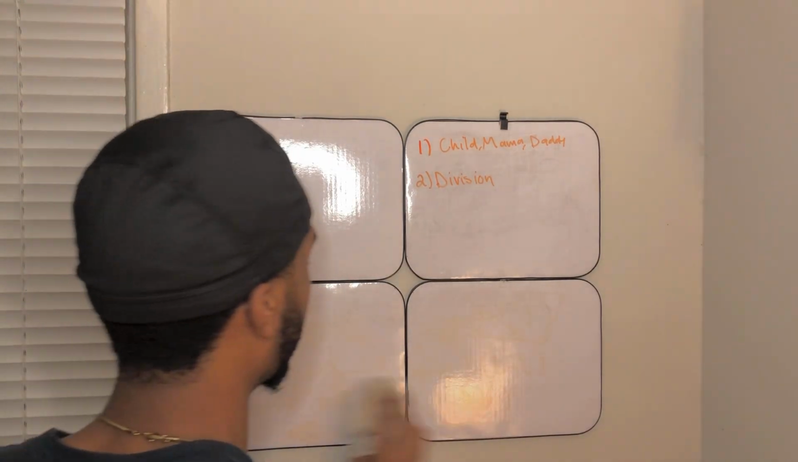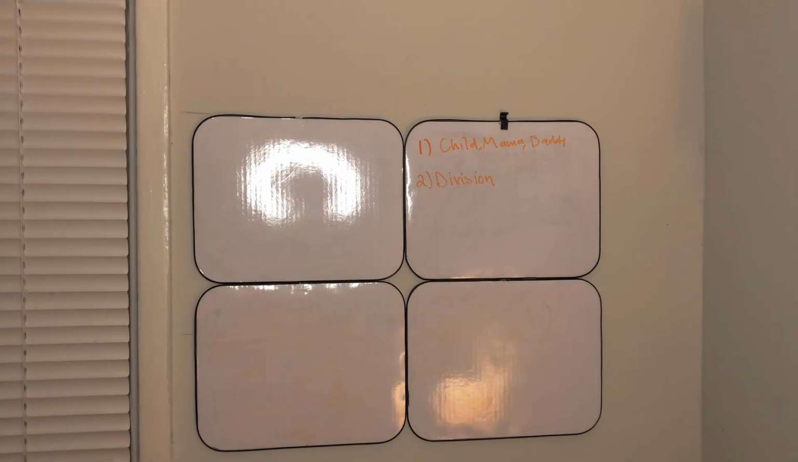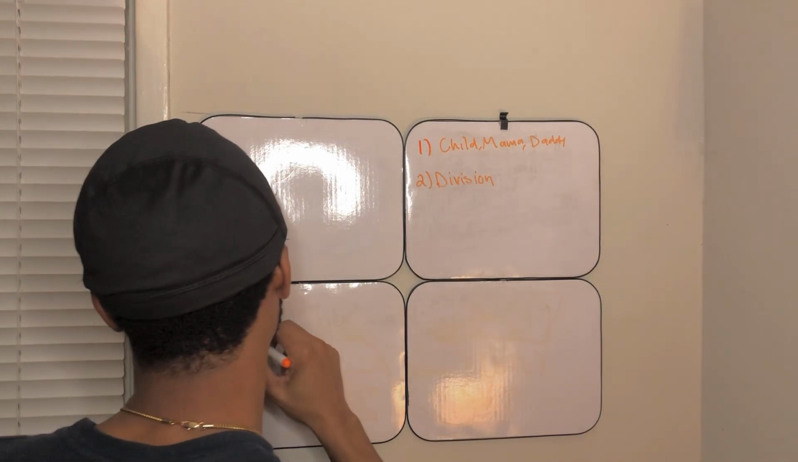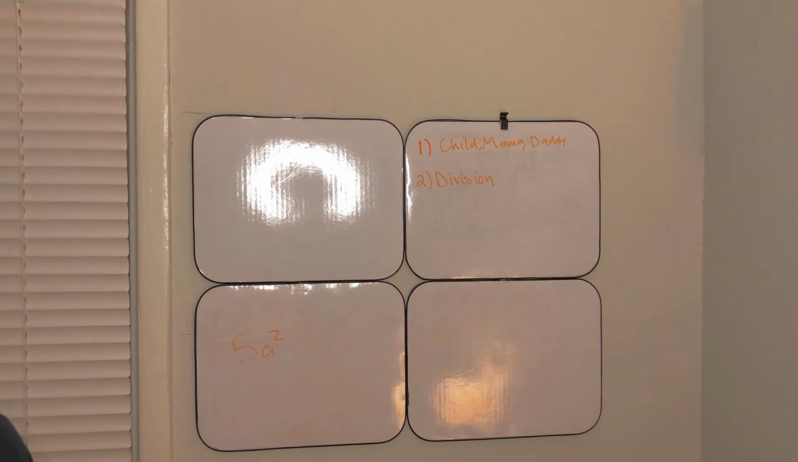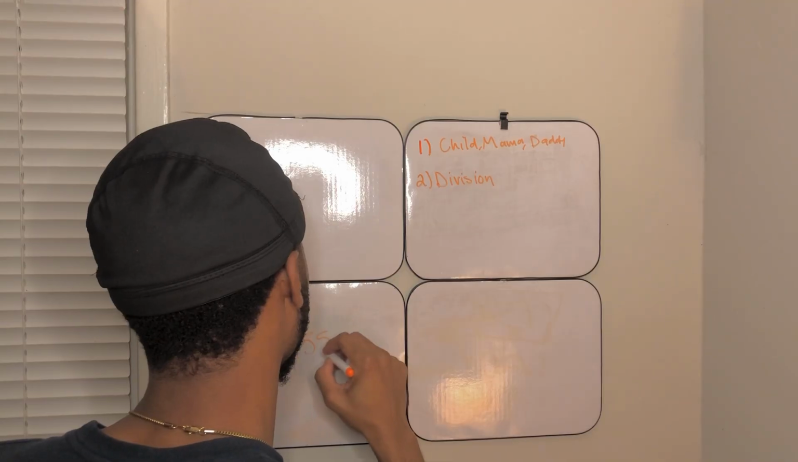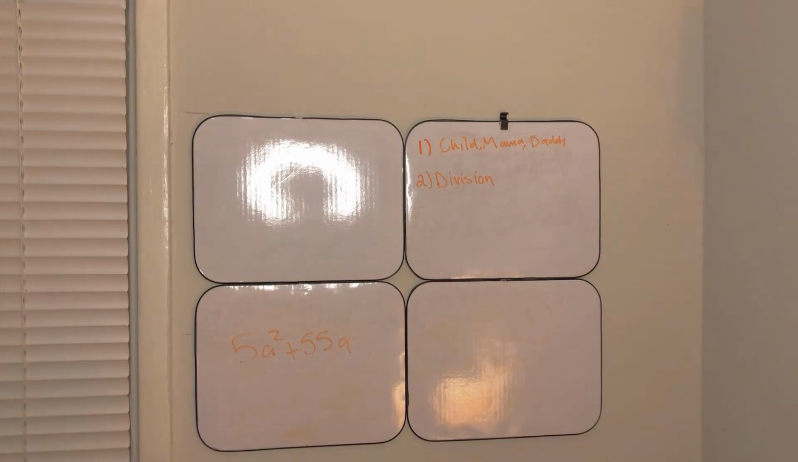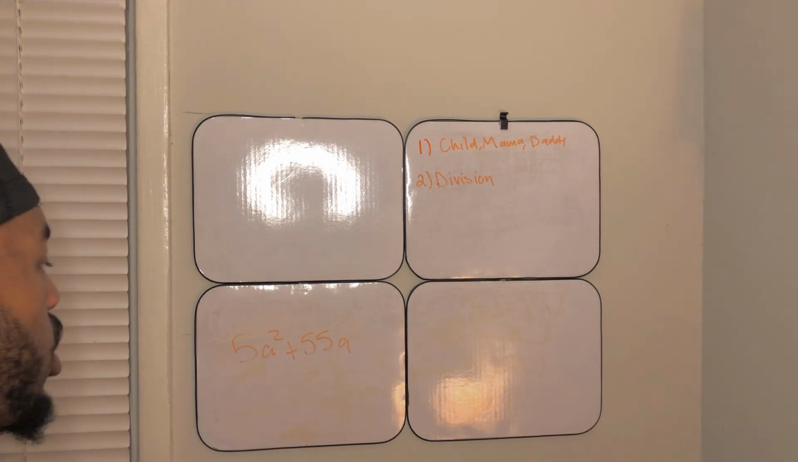Maybe the more examples that we go through, you might catch the rhythm. Next one we got 5a squared plus 55a. And it's the same process again. We're just doing division. We're just seeing what can we divide out of both of these terms right here.